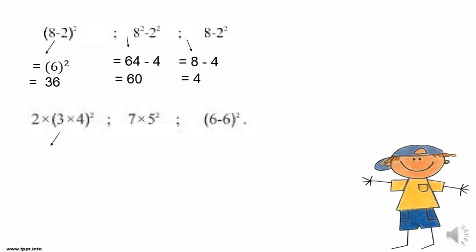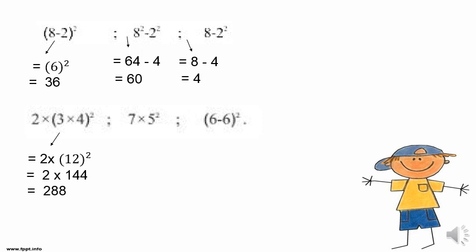Okay, here we have multiplication, parentheses and an exponent. We start with the parentheses, so keep the 2 times, solve the parentheses, 3 times 4, which is 12, keep the exponent squared, so it will be 2 times 12 squared, which will be 2 times 144. The answer will be 288.